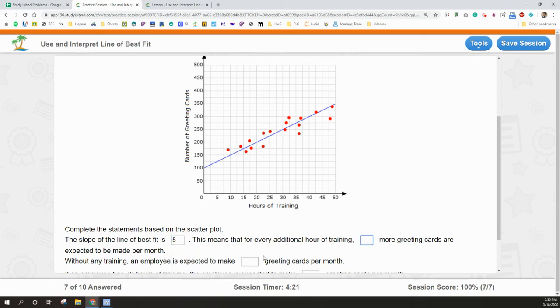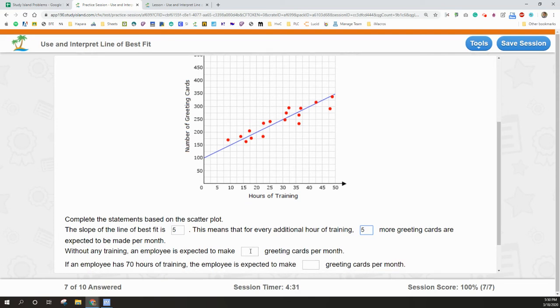Next, this means that for every additional hour of training, 5 more greeting cards are expected to be made per month. Without any training, an employee is expected to make how many greeting cards per month? Well, without any training is 0 hours of training. So what does 0 hours of training correspond to? It corresponds to 100 greeting cards. So we can fill in 100 in this box.